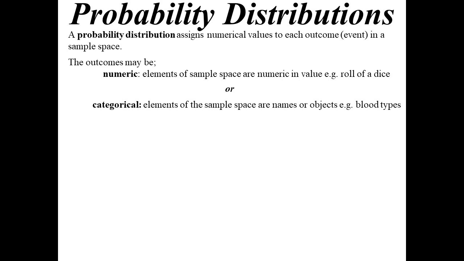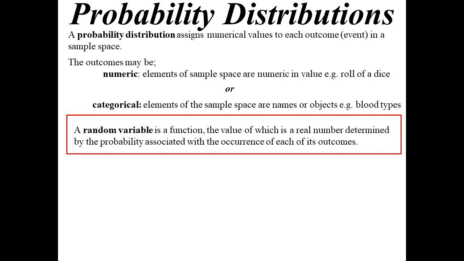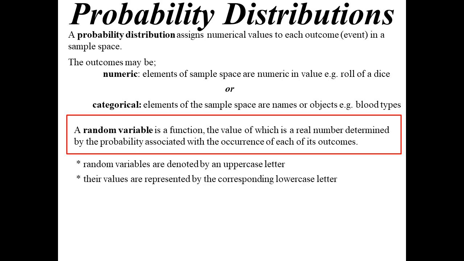So different categories. We're interested in looking at these things called random variables. A random variable is actually a function. We've been doing a lot of work on functions. The value of that function will be a number, and it's determined by the probability of that outcome. So that's how probability ties into the statistics. Now, some notation. For random variables, we usually use an uppercase letter to represent a random variable, and the lowercase letter is the value. You'll see what I mean by that in a sec when we look at an example.